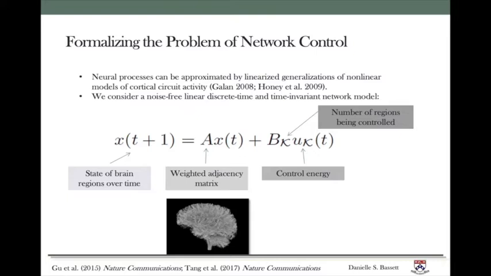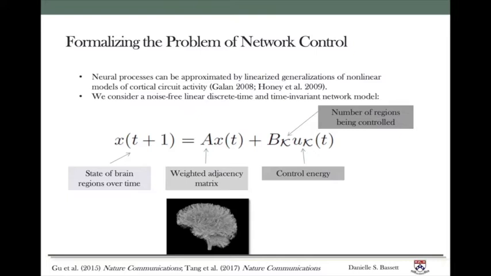The very simplest possible model that you could write down is this one, which is just a linear, discrete time and time invariant network model, which says that the activity of the brain at time t plus 1 is equal to the weighted adjacency matrix, which is the structural connections, times the state of the brain at time t, plus some control. So B is a matrix with ones along the diagonal where we are injecting energy, and then U sub kappa is the energy that's injected into kappa regions at time t.